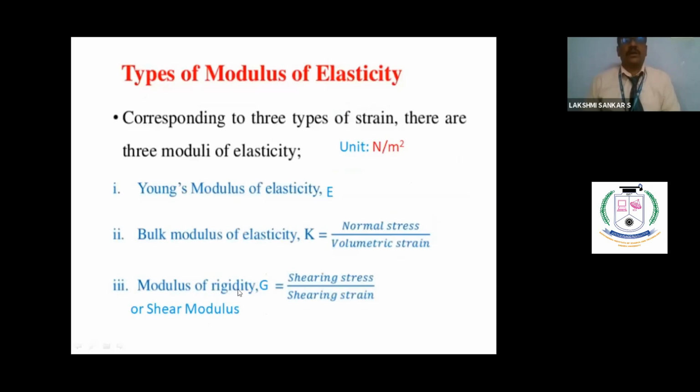Now we come to the types of modulus of elasticity. There are three moduli of elasticity. The first is Young's modulus, the second is bulk modulus, and the third is rigidity modulus or modulus of rigidity. Young's modulus is related to one dimension, modulus of rigidity is related to two dimensions, and bulk modulus is related to three dimensions. Young's modulus we have already seen: stress divided by strain is a constant within elastic limit. Similarly, for modulus of rigidity, shearing stress divided by shearing strain is a constant within elastic limit. That constant is known as G, capital G.